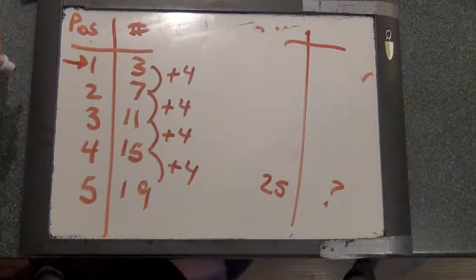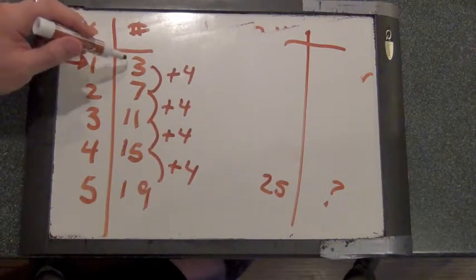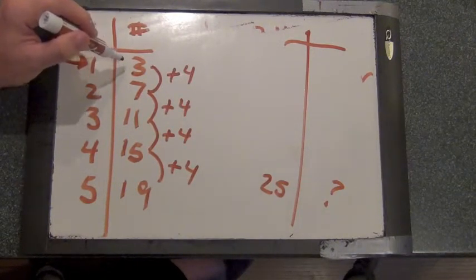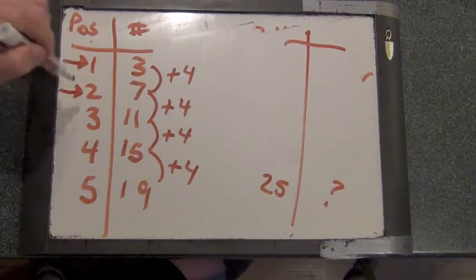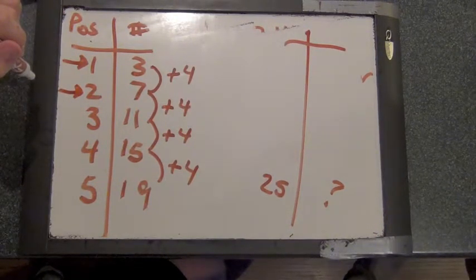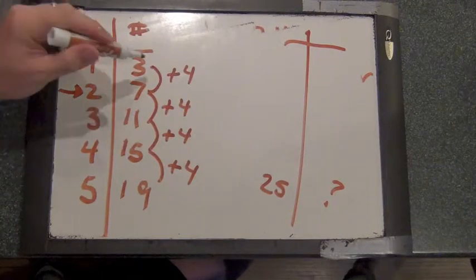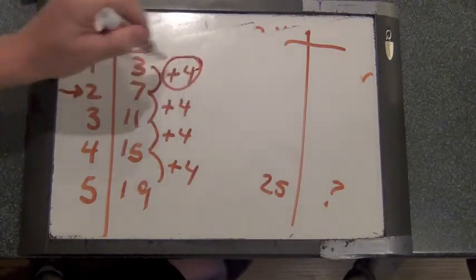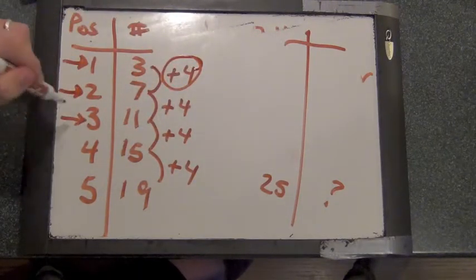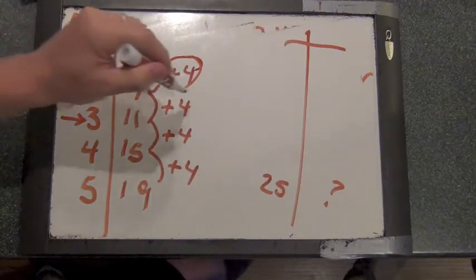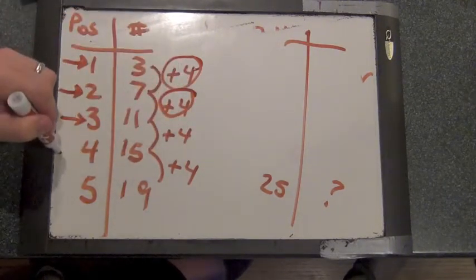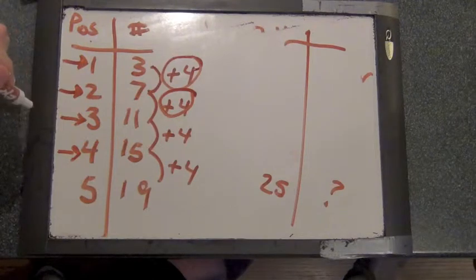For the first number, we added 0 times because, well, there were no 4s. We just started with some number, and that number happened to be 3. For the second number, how many 4s did we have? We had 1 4. This 4 right here. For the third number, how many 4s did we have? 2 4s. Well, we're going to have 26 4s when we reach number 25.